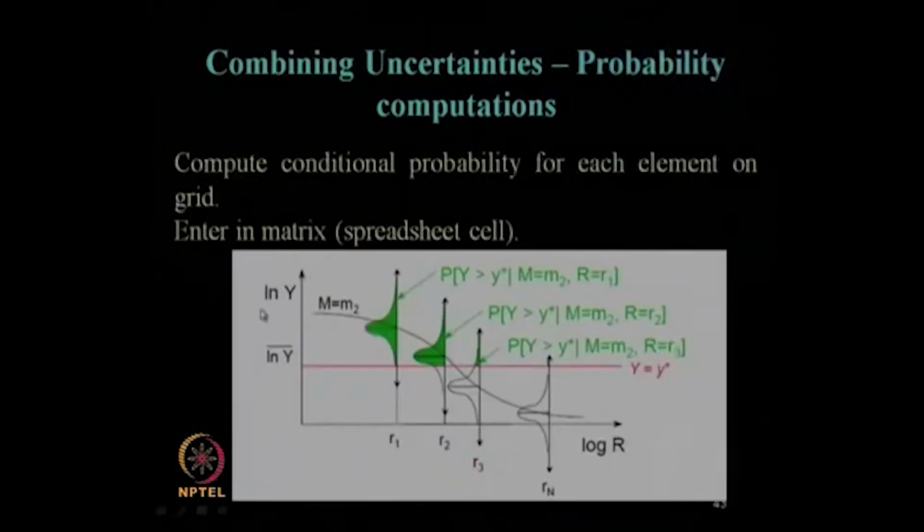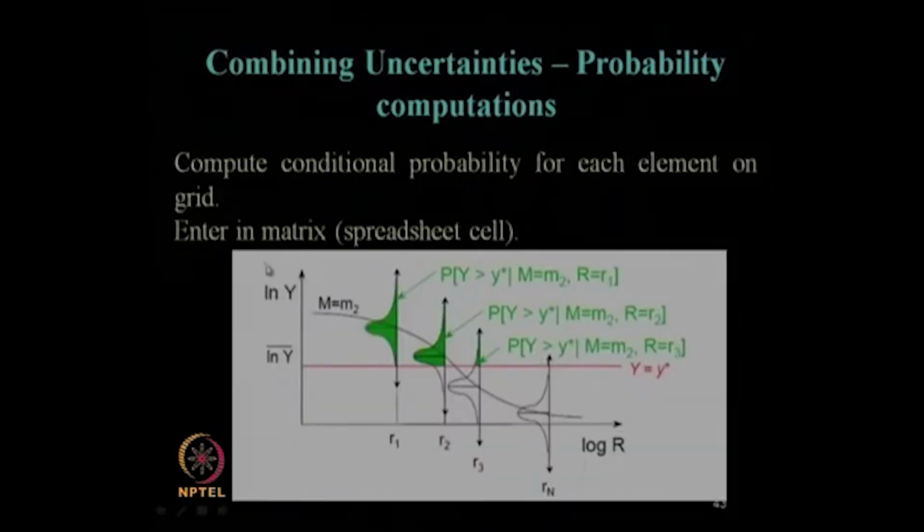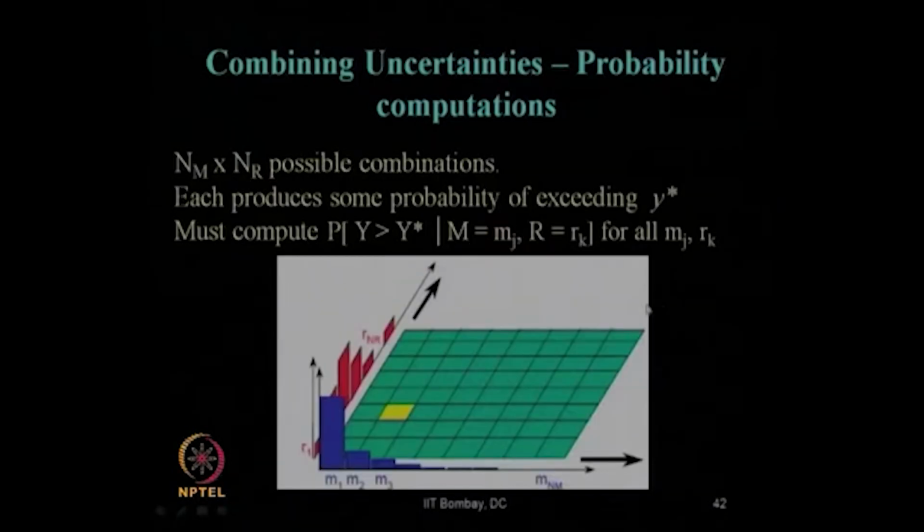So, compute this conditional probability for each element on that grid, as we have just mentioned, and enter it in a matrix, in terms of a spreadsheet or cells. What value of that probability you get in each cell will give you some values. Then we have to combine them to get the total probability.